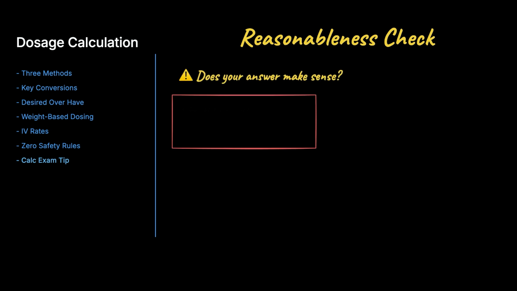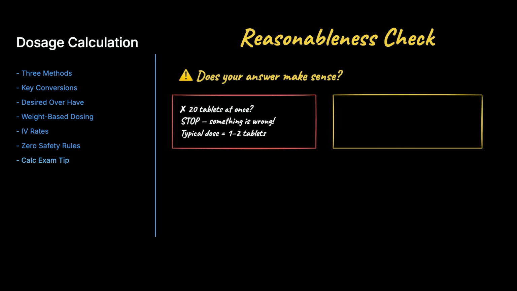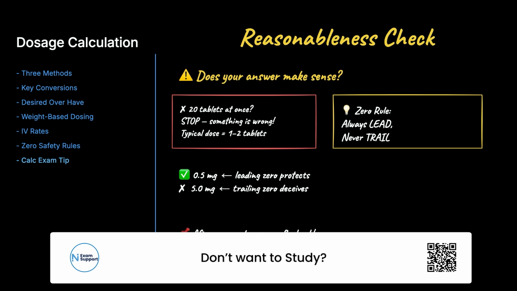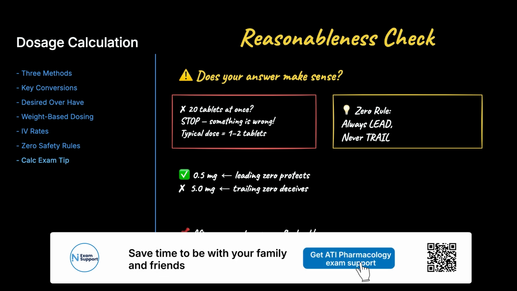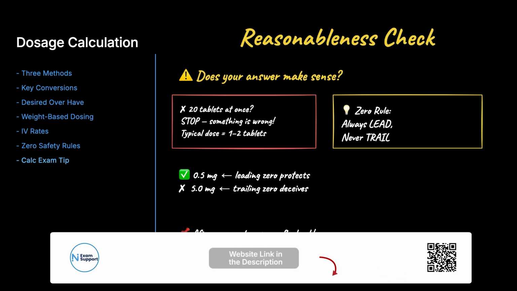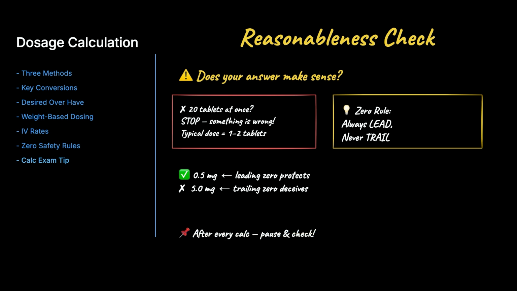On your exam, the most important habit is the reasonableness check. After every calculation, pause and ask whether your answer makes sense in the real world. If a problem tells you to give 20 tablets at once, something is wrong. To remember the 0 rules, think always lead, never trail. A leading 0 protects, a trailing 0 deceives.